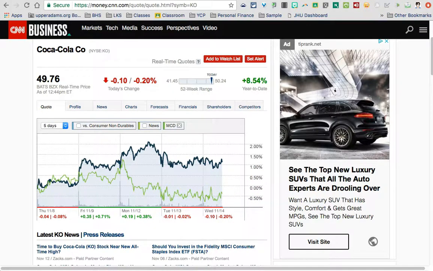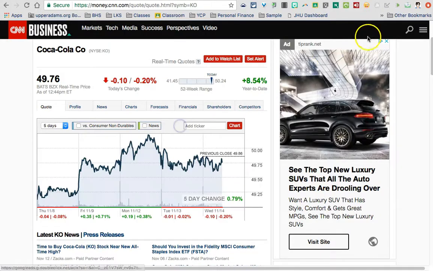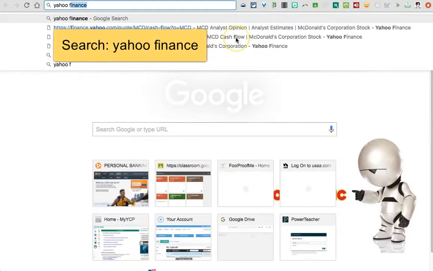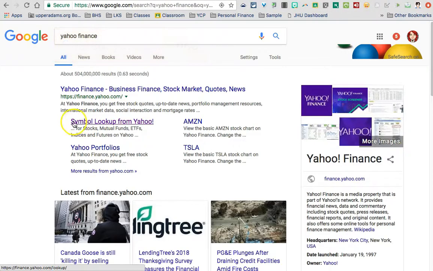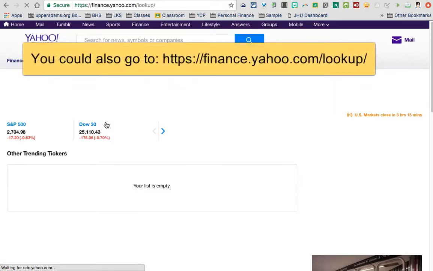So to go out and find stock symbols, let's say you wanted to invest in Chipotle. Can't really do that here and get their information. I'm just going to close McDonald's out of that. So one thing that you could do is go to Yahoo Finance, and I'm going to use the symbol lookup from Yahoo, because when you figure out your 5 stocks to pick, you have to come up with what their stock symbols are.